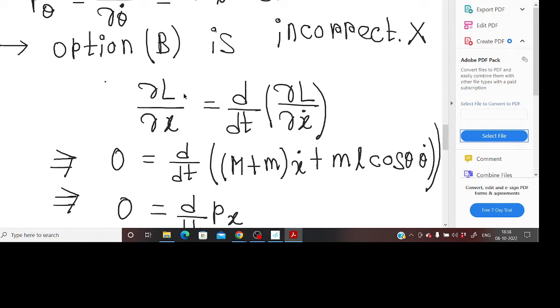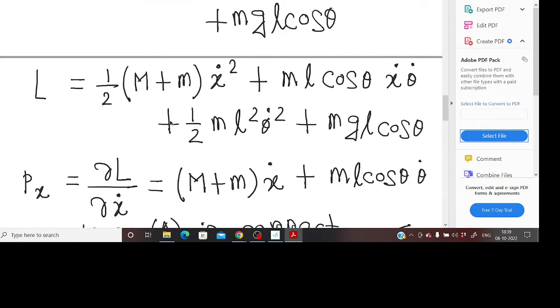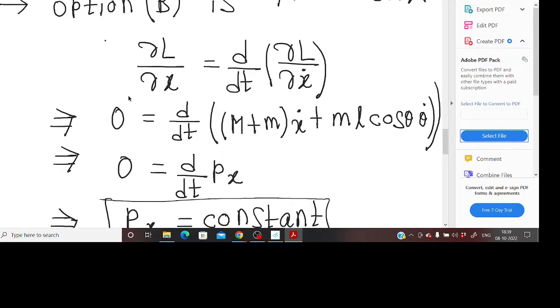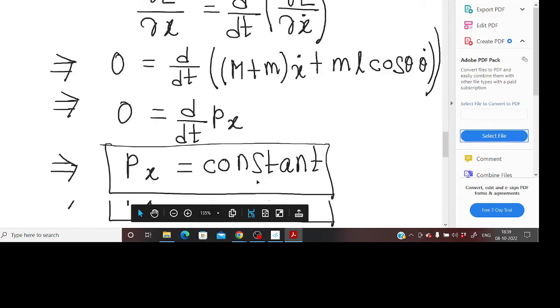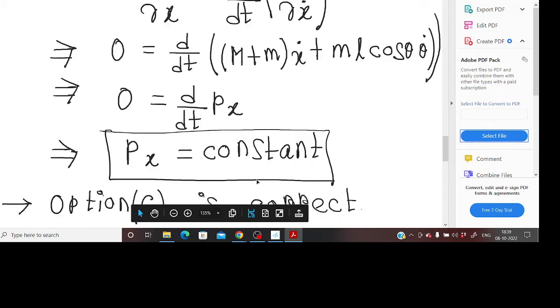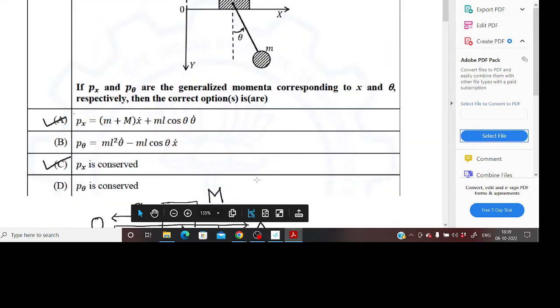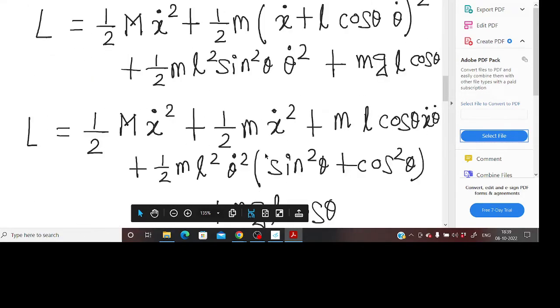See one thing: this Lagrangian is independent of coordinate x, right? So del L del x is 0. And what is del L del x dot? This turns out to be px, right? So dpx dt equals 0. This means px is a conserved quantity. So in option C we have px is conserved. So this is a correct option.